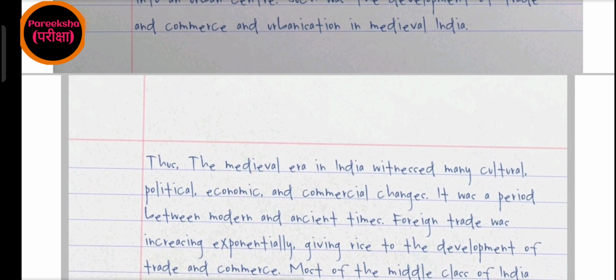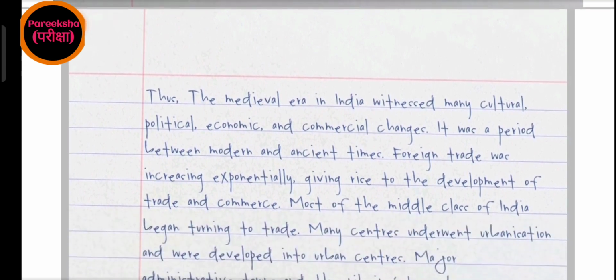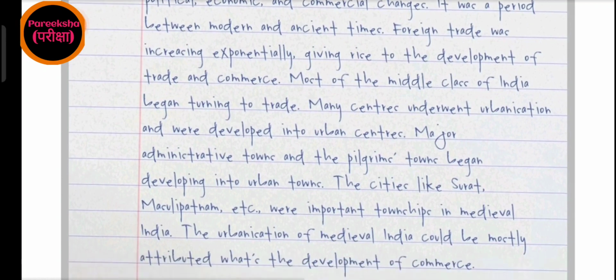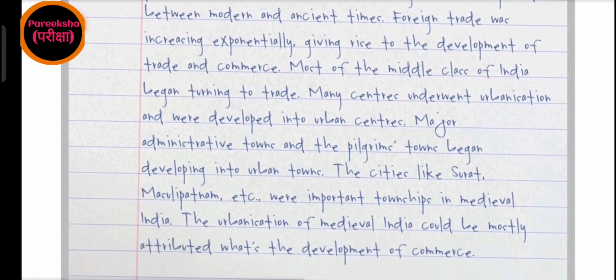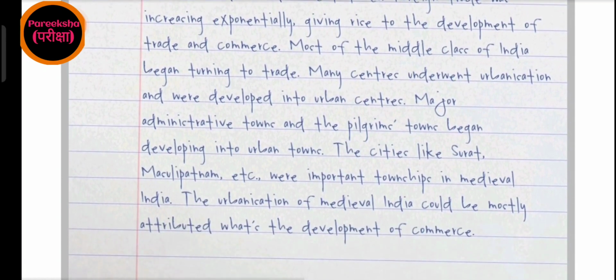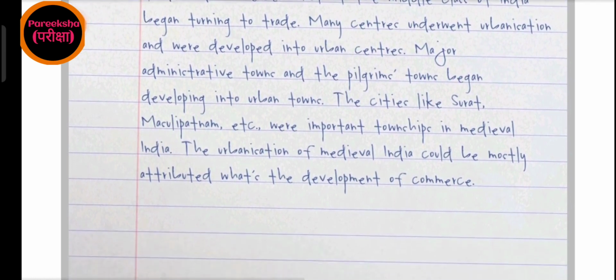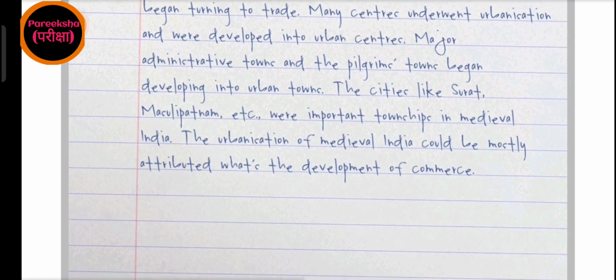Thus, the medieval era in India witnessed many cultural, political, economic and commercial changes. It was a period between modern and ancient times. Foreign trade was increasing exponentially, giving rise to the development of trade and commerce. Most of the middle classes of the Indians began turning to trade. Many centers underwent urbanization and developed into urban centers.